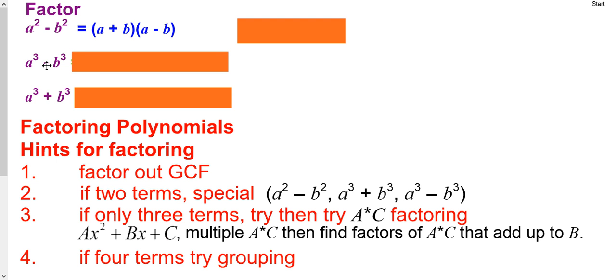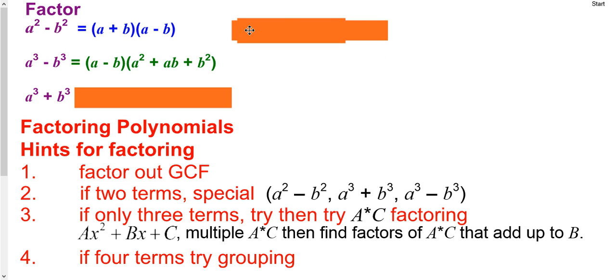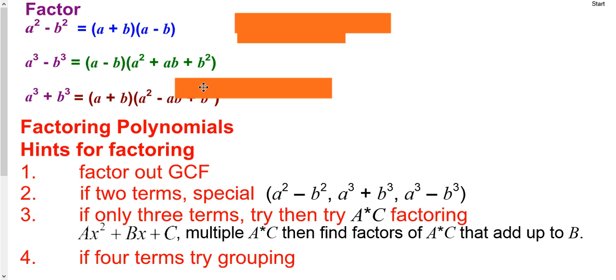Then the next one down is differences of cubes. Differences of cubes factors into two parentheses where there's two terms in the first one and two or three terms in the second one. Factors into this form. Now, sum of cubes is very similar to the one up here in green for differences of cubes, except the first two signs are switched.